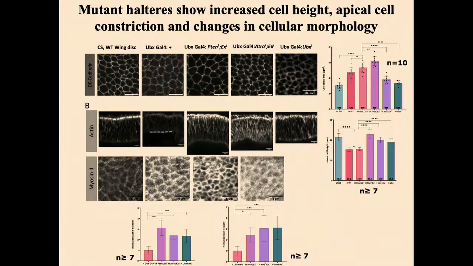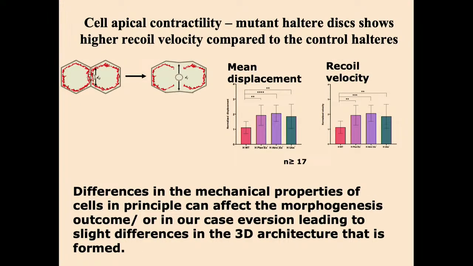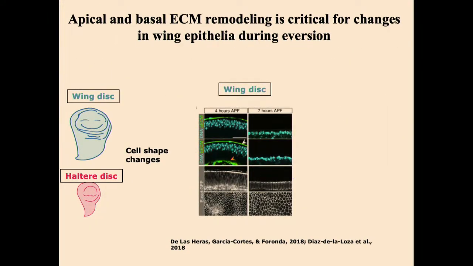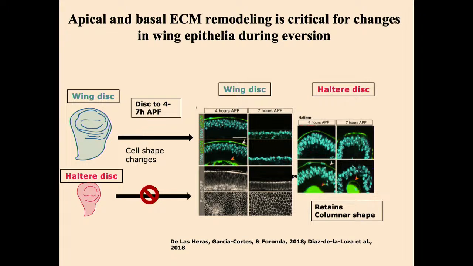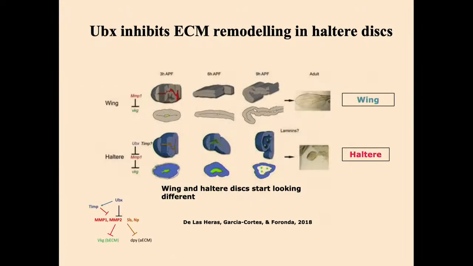I'll skip this in the interest of time. At the same time, some time earlier, in collaboration with another group, my lab had shown that extracellular matrix plays an important role in wing and halter development, right?